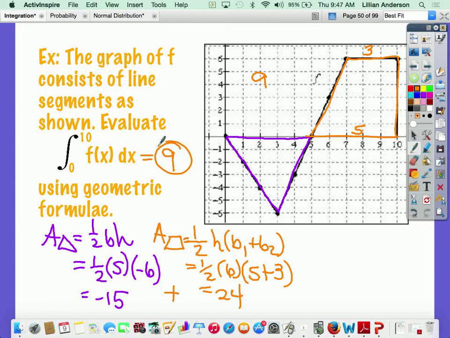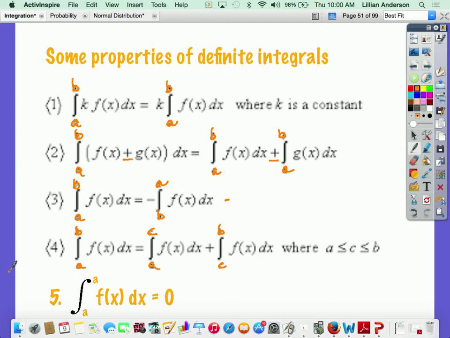Okay? Now, if they actually gave us a function to represent this, then we would have to split it up. So we would find the area from 0 to 5 and the area from 5 to 10. So the very first one is basically your constant rule. If you have a number in front of a function like 3x squared, you can pull the 3 out, take the integral of x squared, and then evaluate it from a to b. You'll see what I mean in just a second. So the constant rule still applies.